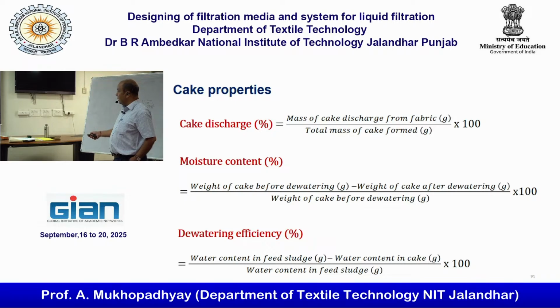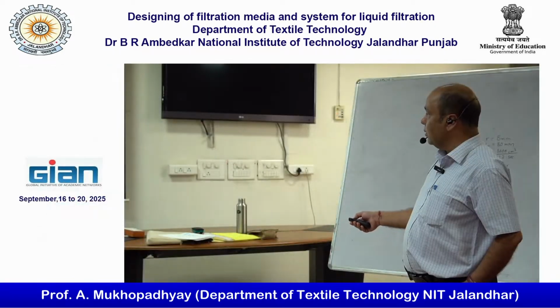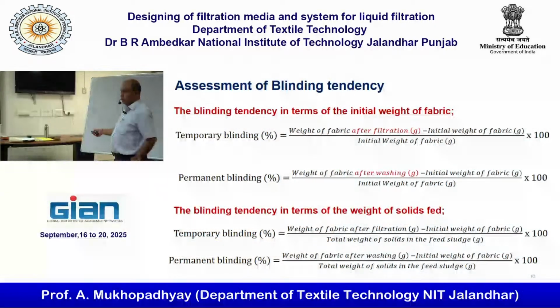And permanent blinding means what? After the washing cycle, you can see the weight of the fabric and the initial weight of the fabric. Then that can give you the permanent blinding, because whatever remained after washing means that is a permanent blinding state. So you can find out the permanent blinding also. It could be based on the weight, it could be based on the solid. You can have a similar equation for solid as well as this one.